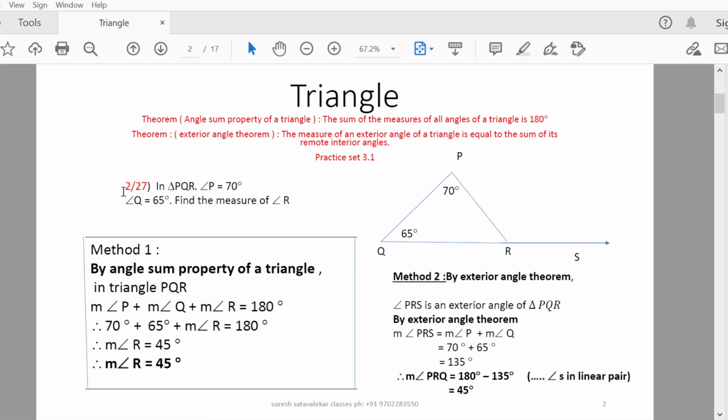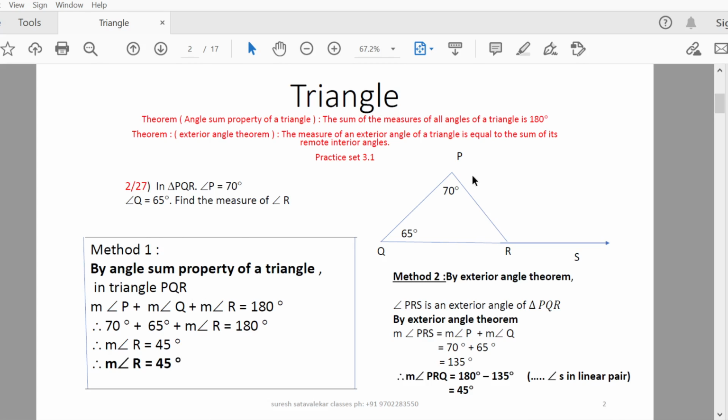Now let us see question number 2 on page number 27. In triangle PQR, measure of angle P is 70 degrees. Measure of angle Q is 65 degrees. You are asked to find the measure of angle R. Now here also we can use both the theorems and get the answer in both methods. Method 1 is by the angle sum property of a triangle.